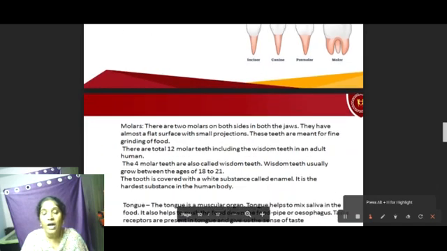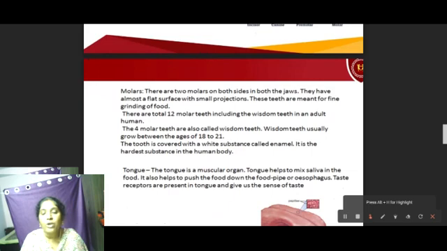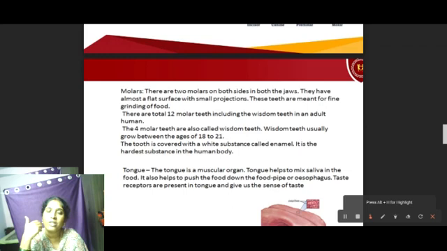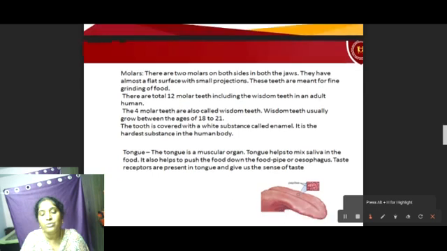Then followed by the molars, the last ones. There are 2 molars on both sides in both jaws. They have almost a flat surface with small projections. These teeth are meant for fine grinding of the food. There are a total of 12 molar teeth, including wisdom teeth, in an adult. Wisdom teeth you will get most probably after the age of 16 to 17 years, coming up at the last. That we call the wisdom teeth. The 4 molar teeth are also called wisdom teeth. So usually it is in between 18 to 21.